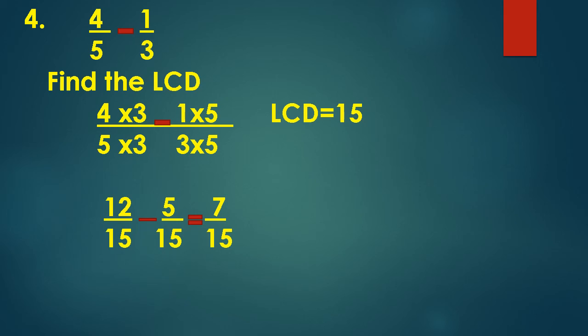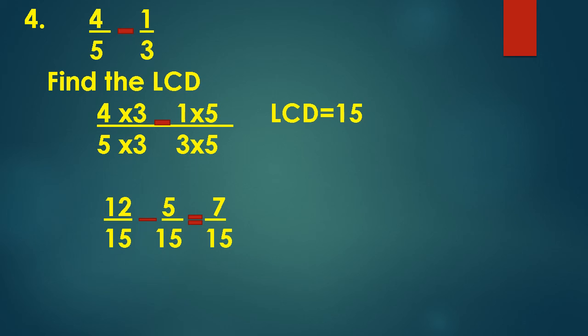Number 4, 4/5 minus 1/3. So find the LCD. The LCD is 15. So we write the equivalent fraction of 4/5 and the equivalent fraction of 1/3. So for 4/5, 4 times 3 is equal to 12, and 5 times 3 is equal to 15. So 12/15 is the equivalent fraction of 4/5.